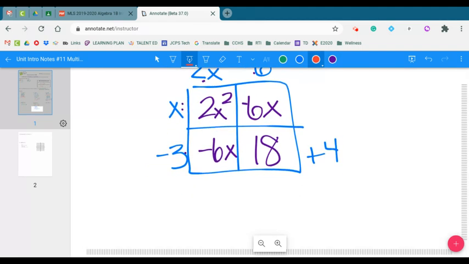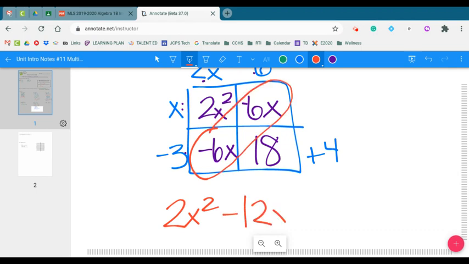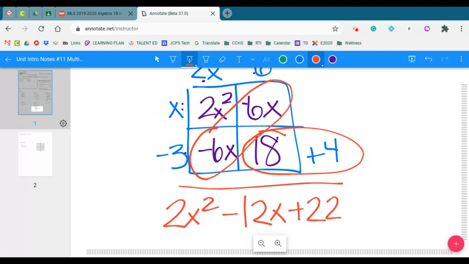So then 2x squared comes down. Negative 6x and negative 6x is going to give me a negative 12x. And since this 18 is constant, I'm going to add it with my 4 to get a positive 22. And that is my simplified expression.